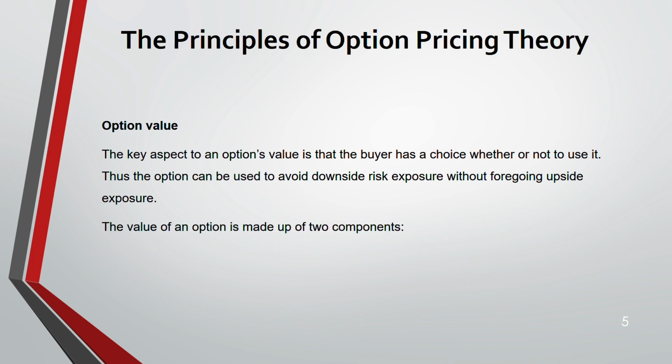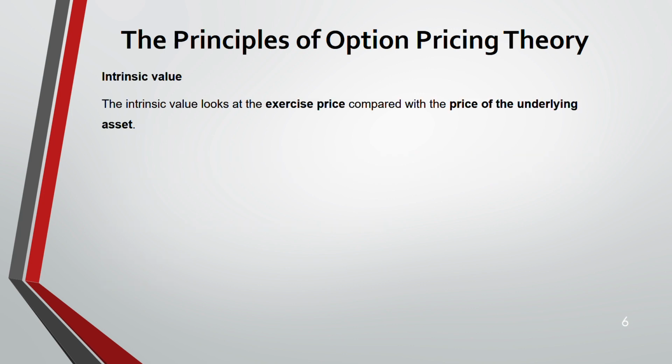Okay. Now the value of an option. One is known as intrinsic value. Number two is known as time value. An option is made up of these two values. Intrinsic value we will see, then time value. See, the longer the time is, the more value an option will have. We'll see in detail. Okay. Intrinsic value is simply the difference between your exercise price and the price of the underlying asset.